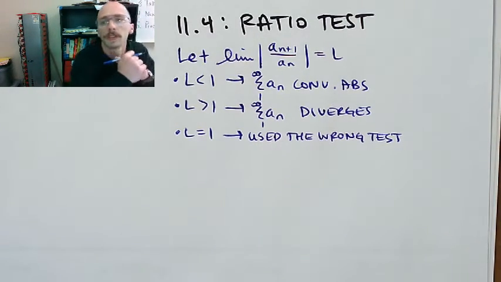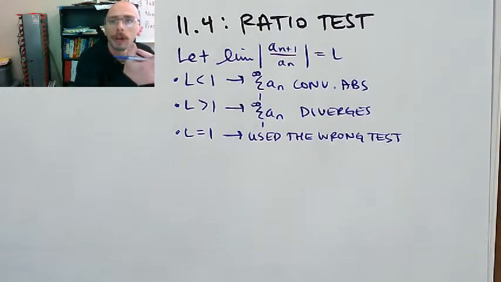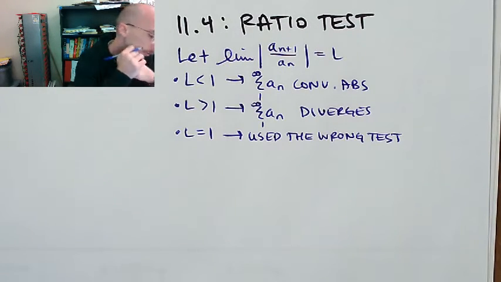All right, the ratio test. So what you do is you take the limit of the ratio of successive terms, or I guess the absolute value of the ratio of successive terms. Suppose that comes back L. If L is less than 1, then your series converges absolutely. If L is greater than 1, then you know with certainty that your series diverges.